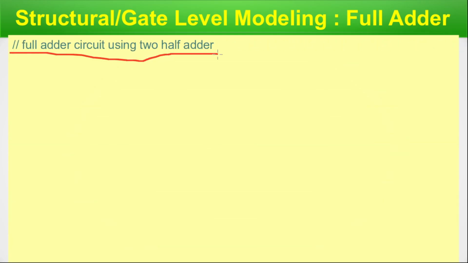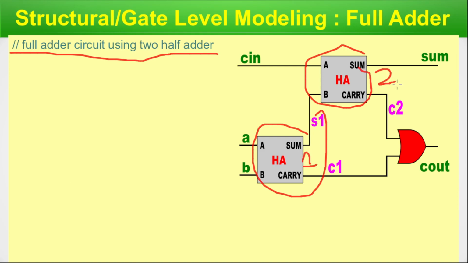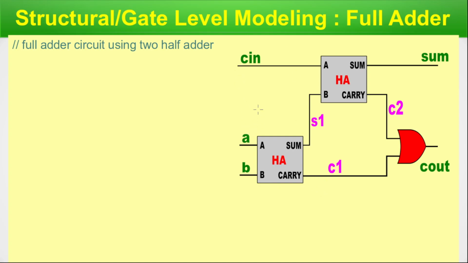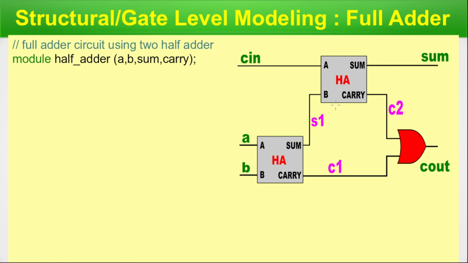So, a full adder circuit using 2 half adders. This is the circuit, and here you can see this is a half adder and this is a half adder. In the actual design, we are using half adder 1 here, and this is half adder 2. So let us start. You can see we have defined our basic inputs of the bigger block as A, B and C in, and the outputs as sum and C out. Here let us define the half adder module first.